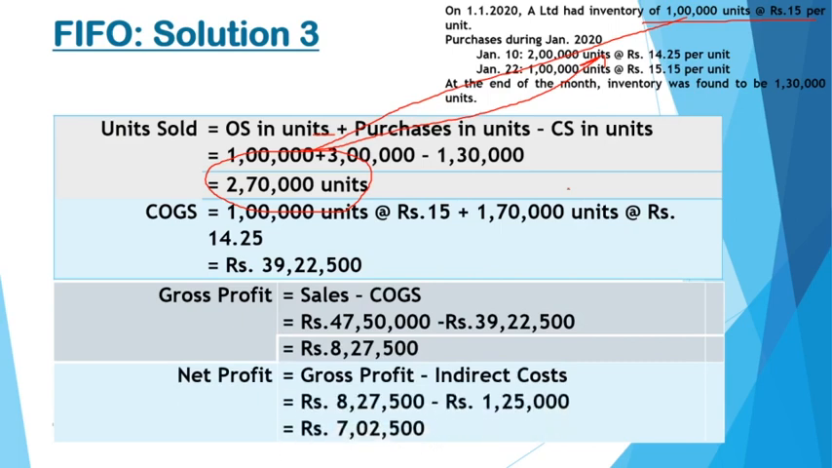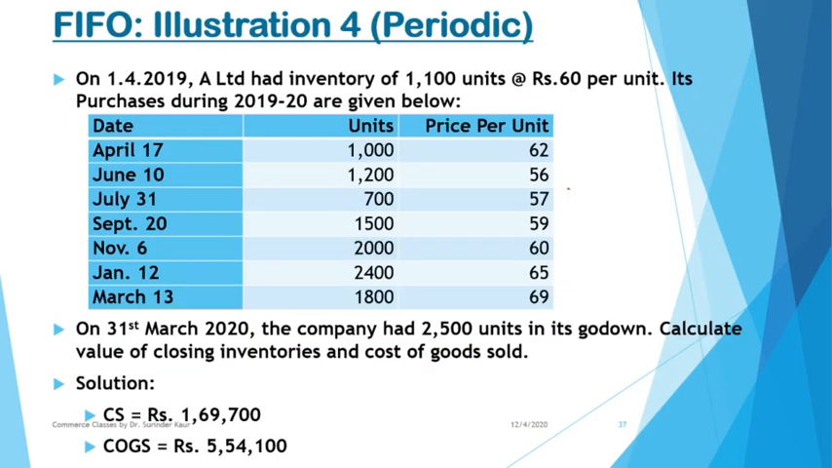So this is how we can solve a question. Now we can extend it to further questions wherein we have a whole lot of information available. Let us see this problem. This is again a periodic problem because we are given only the track of purchases. Sales are not given. Now you see you have inventory of 1100 units at the rate of 60 rupees per unit. Then you have purchases.